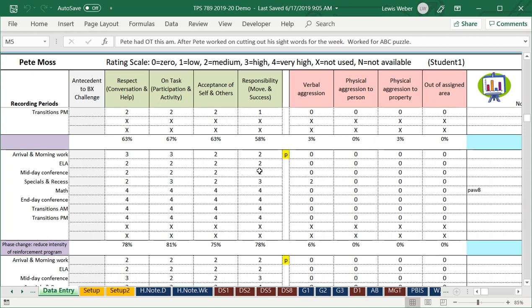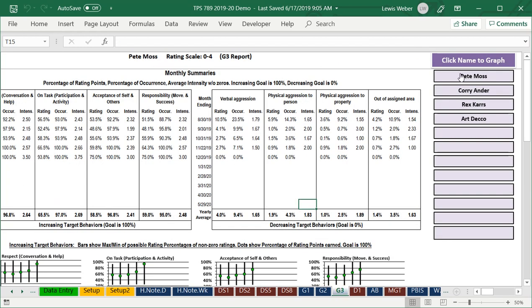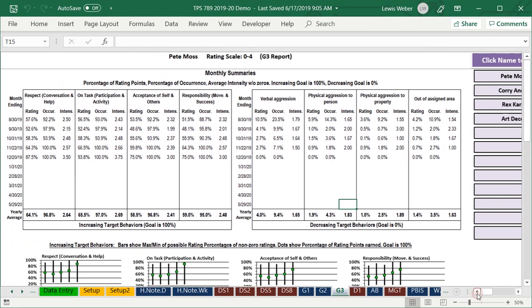And if you enter any more data, it won't be represented in any graph until you click on either that graph icon for Pete, which would be student 1, or if we go back to the G3 by clicking on his name here. So you just got to know that, and always click on the student's name if you're not sure when was the last time you updated his or her data. Okay, enough of that. Let's see what's going on here.